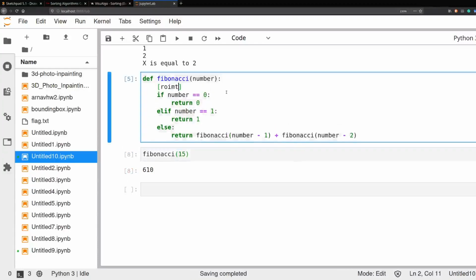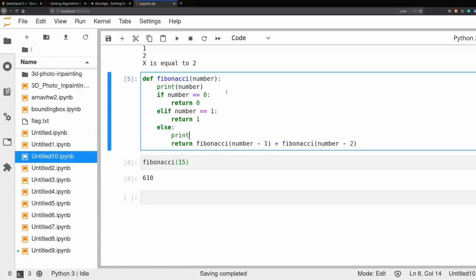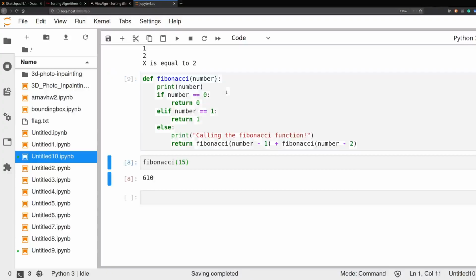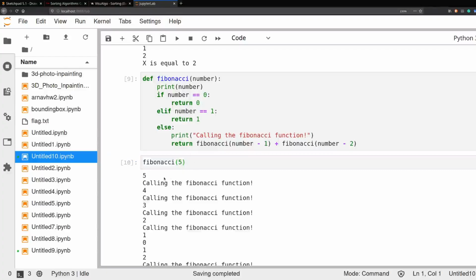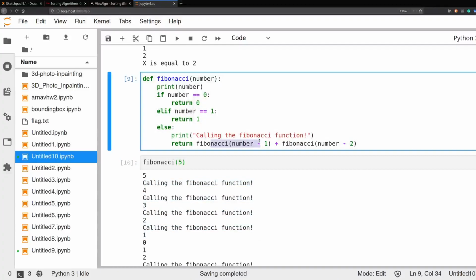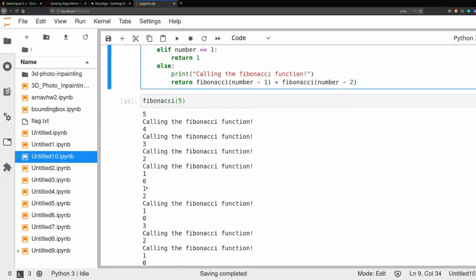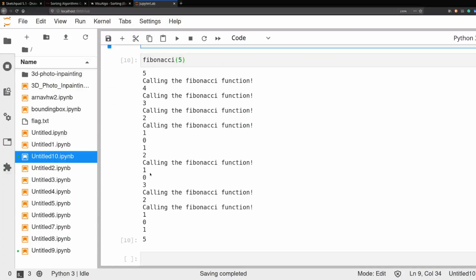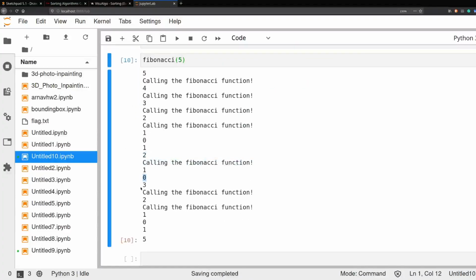And we can actually print out the number to see how it's working. So if we do Fibonacci for 5, you're going to see it starts with 5, and then it has to call the Fibonacci number until it gets to the value that it wants. And then it returns up, and you eventually get back the numbers that you need.